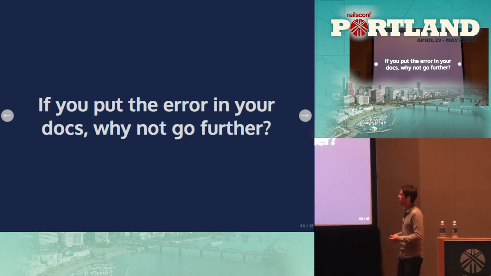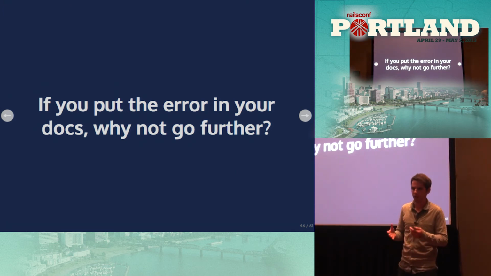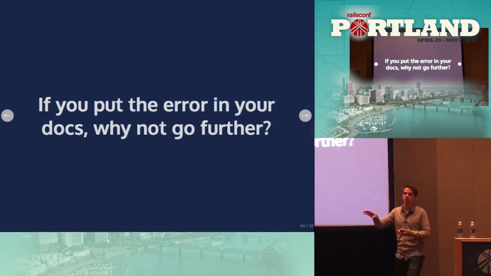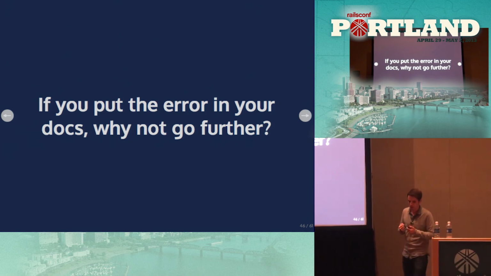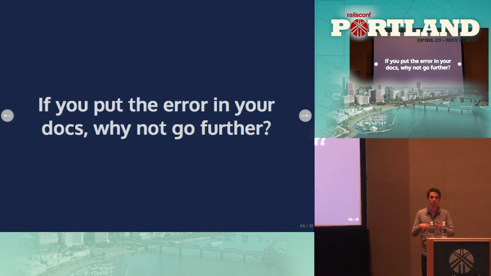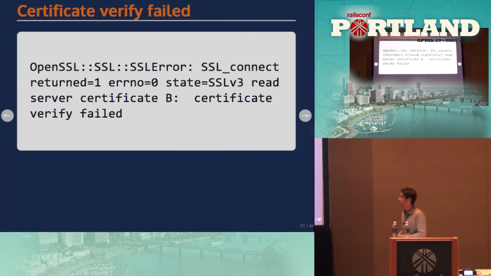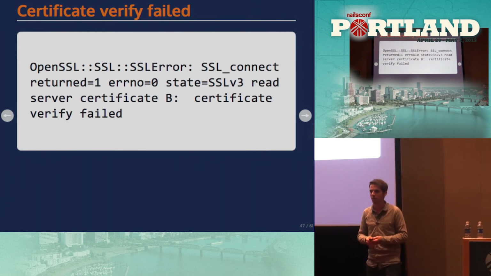Okay, so we've put this error message in our documentation. That's great. A user gets a failure, they search for it, find the answer, go back to programming. Why not go further? Why not see if we can nip this even further, develop a faster feedback loop? So here's this error again. Does anyone know why this is caused? Why a user might run into this?